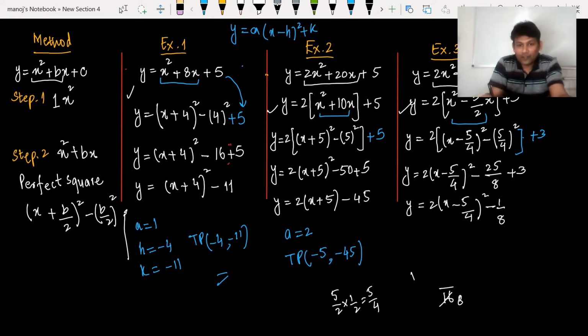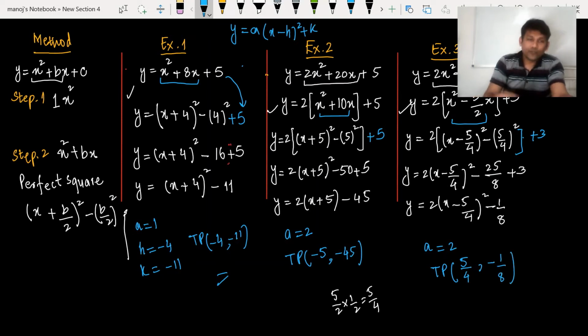Now what is the value of a? a is 2, and the turning point (h, k) is this. If this is negative, this will become 5 upon 4, and this will become minus 1 upon 8. Okay, this was the first method, how we can use the complete the square method.